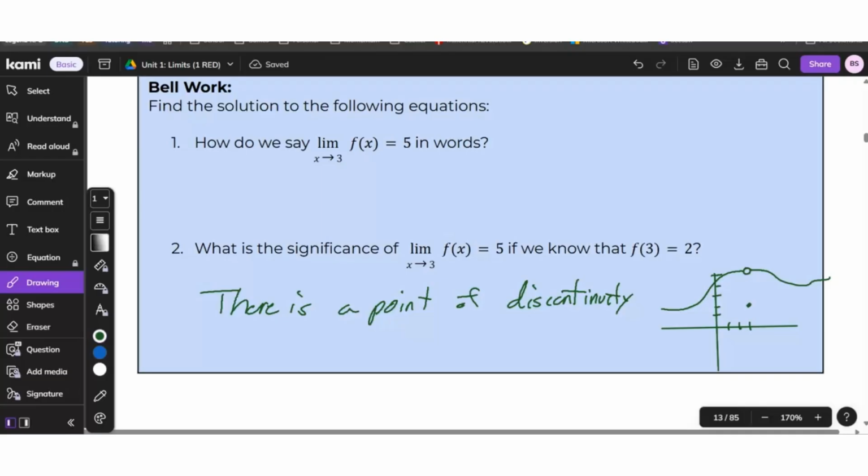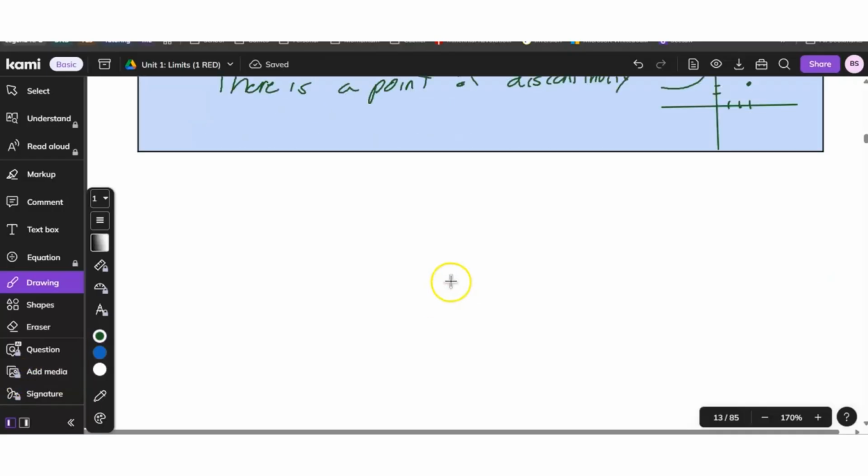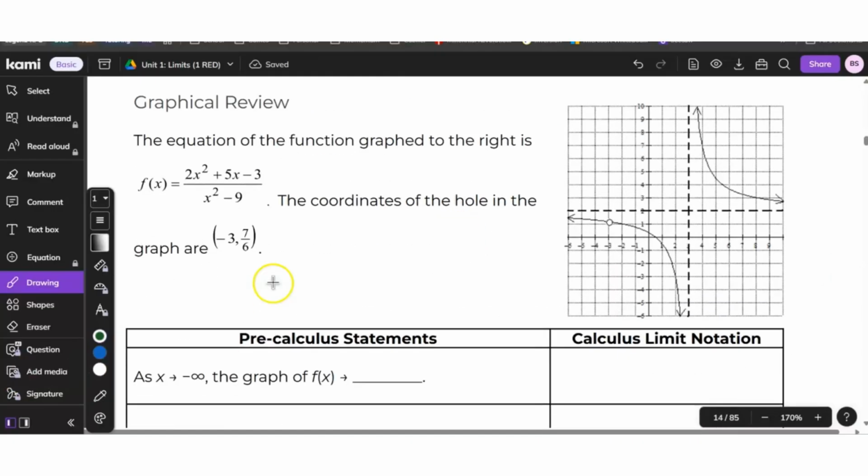Okay, so let's do some real work, shall we? Hopefully.